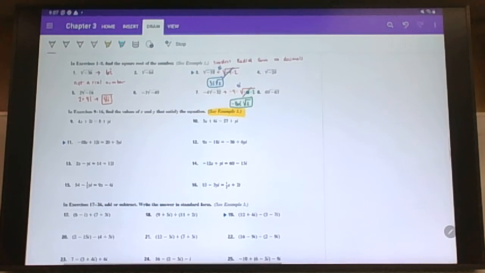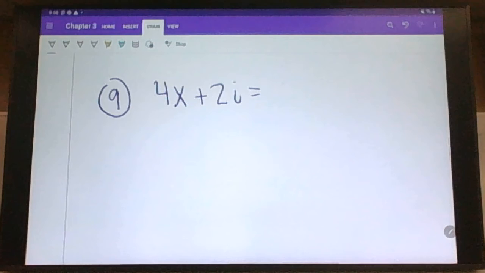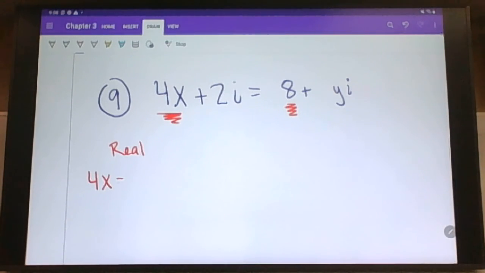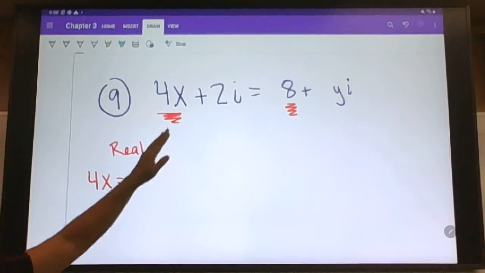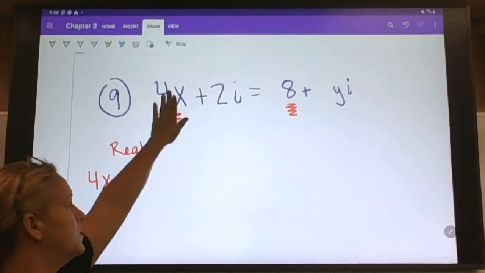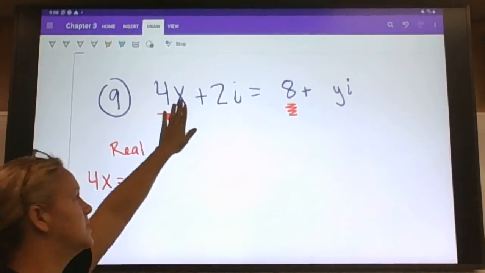I'm just going to rewrite this so it's not blurry. So we got 4x and 8. Those things are considered real. So this means that x has to be 2. If the 4x is supposed to be the same as the 8, x must be 2.